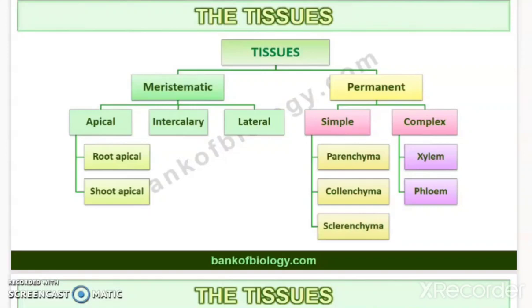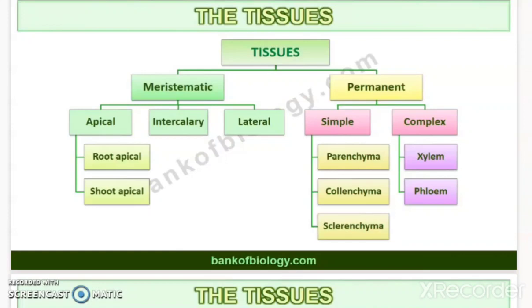So I think you are clear with the part we learned in the last class. So what did we learn? We started with the new chapter, Anatomy of Flowering Plants, and we studied about the tissues, right? Based upon the ability to divide, tissues can be divided into two: meristematic and permanent tissue. Under meristematic, it can be divided into three: apical, intercalary, lateral meristem. And permanent tissue can be divided into two: simple and complex.